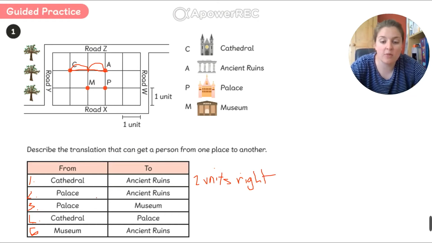Perfect. Now next I'm going from the palace to the ancient ruins. So I can see that I'm going in this direction, and that is 1 unit up. So the palace to the ancient ruins is 1 unit up.